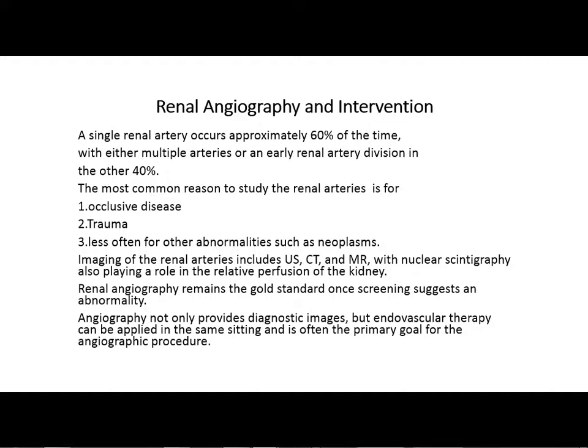Renal angiography and intervention. A single renal artery occurs approximately 60% of the time, with either multiple arteries or an early renal artery division seen in the other 40%.